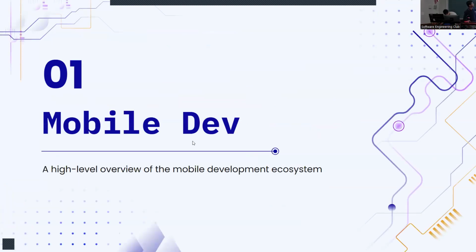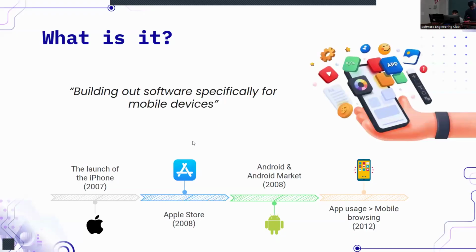All right, so this is going to be a high-level overview of the mobile development ecosystem. Basically, we're going to be going over React Native, which is the framework used to develop a lot of mobile applications. So what is it? Building software, it's basically building out software specifically for mobile devices, right? You have web applications. A lot of you might be familiar with React, which we use for computers. And then we have the launch of the Apple iPhone, the App Store, and the Android Market. With that, we have what's called React Native that can be used to develop a lot of these mobile applications.